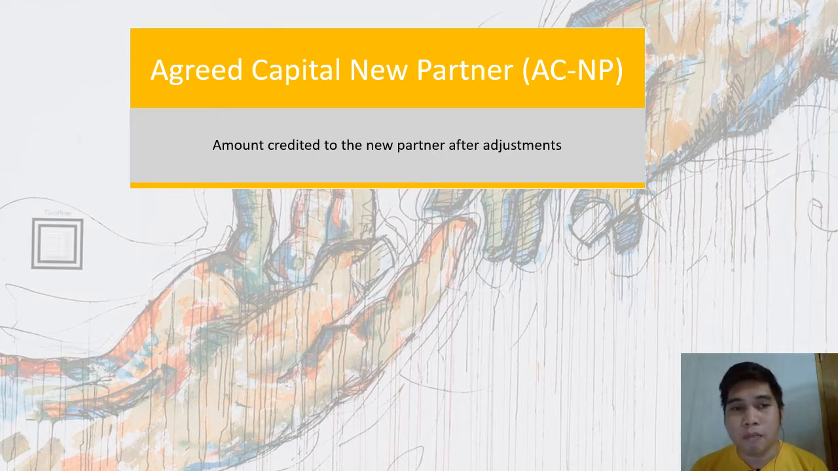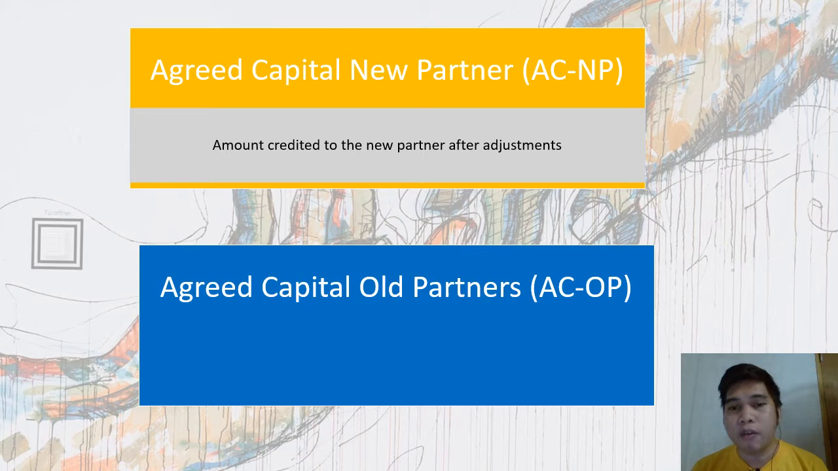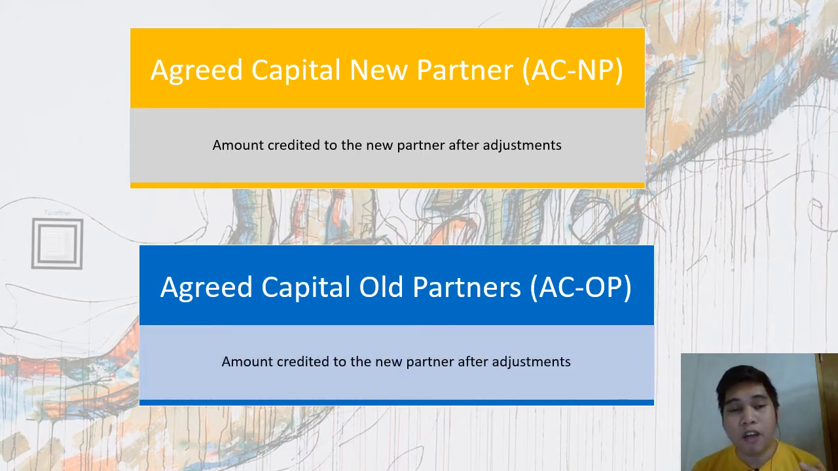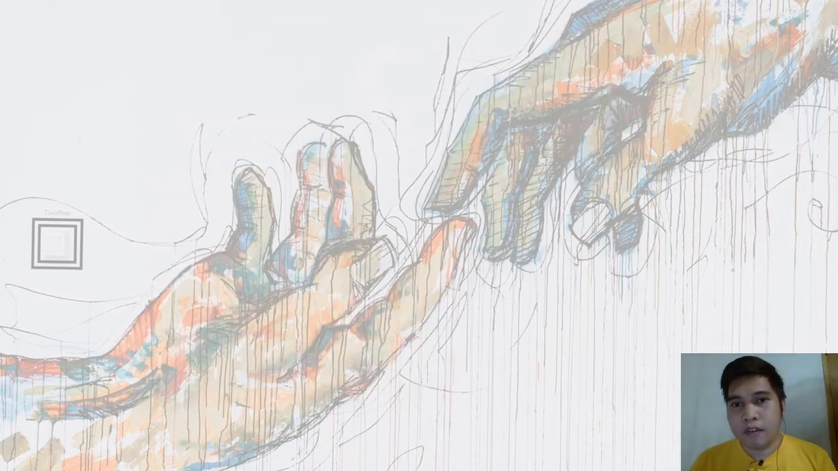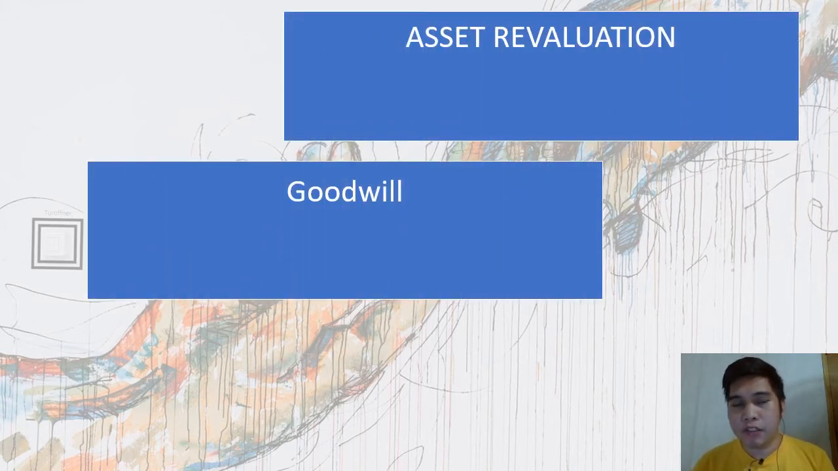So, meron din naman po tayong agreed capital old partners, so AC-OP. So, if we say agreed capital old partners, ito yung capital credit na ibibigay po natin sa old partners after the adjustment ng partnership dissolution. So, yung TCC, new partner and old partner, wala namang kaso yun kasi as is naman siya. So, ang nagbabago lang po kasi normally yung agreed capital ni new partner at the same time yung agreed capital ng mga old partners.